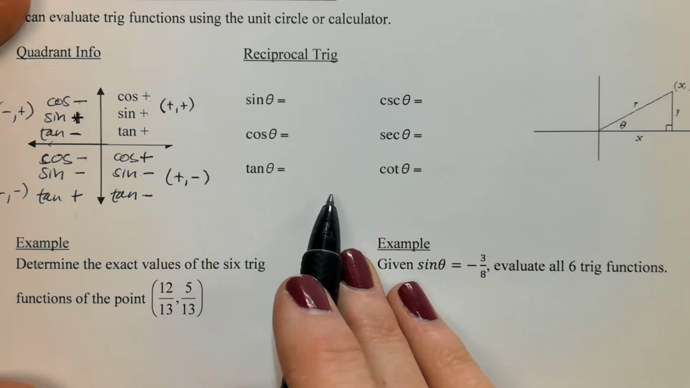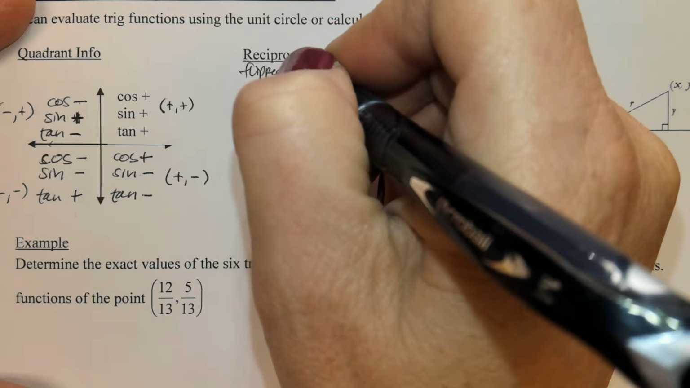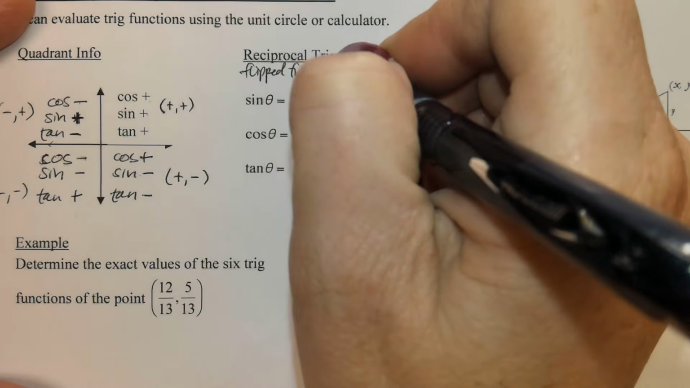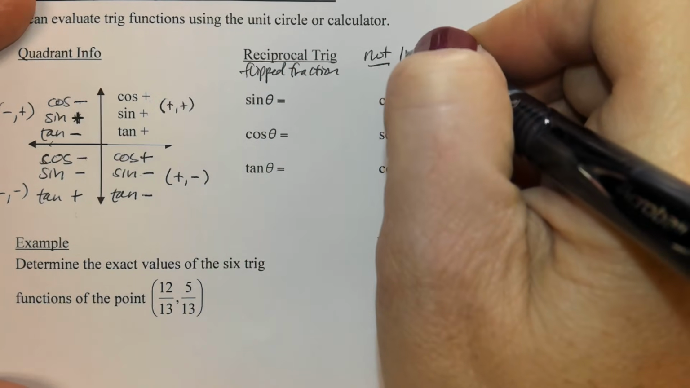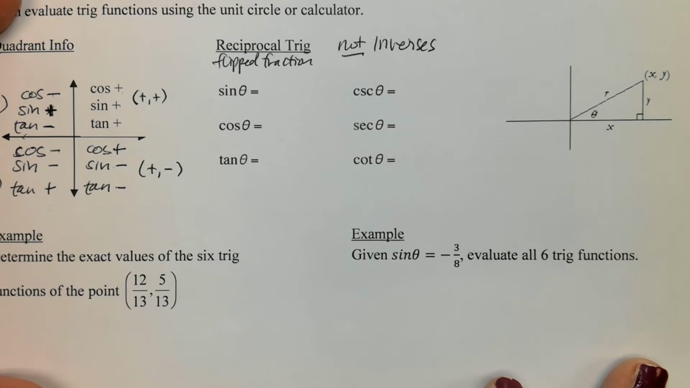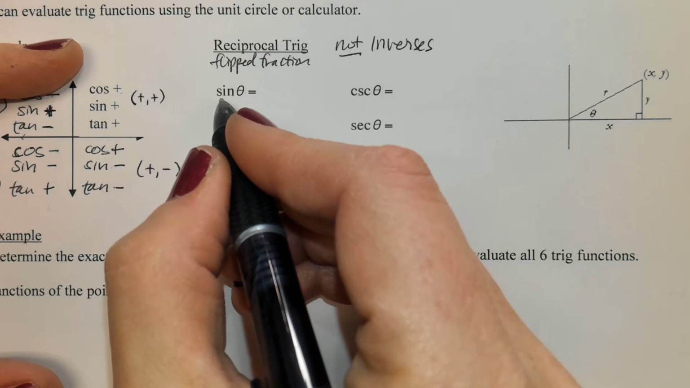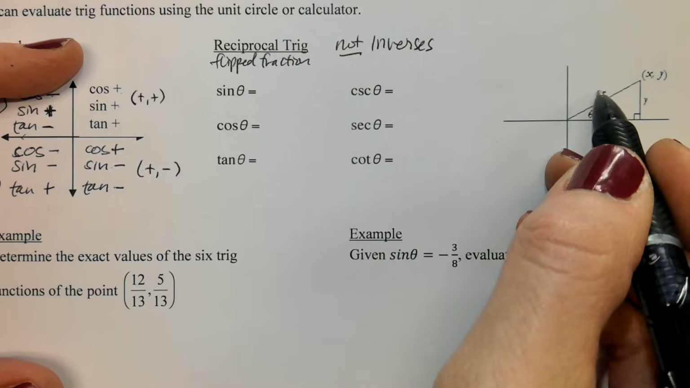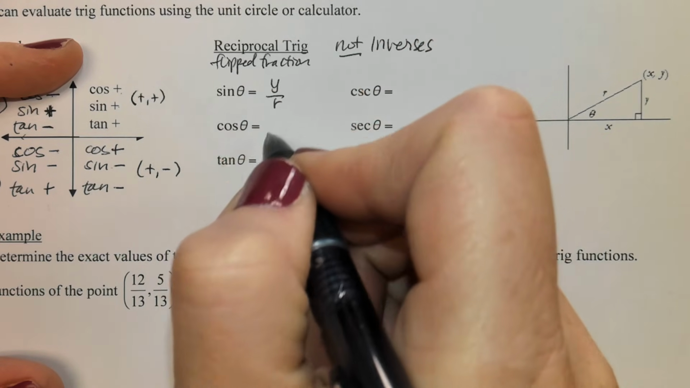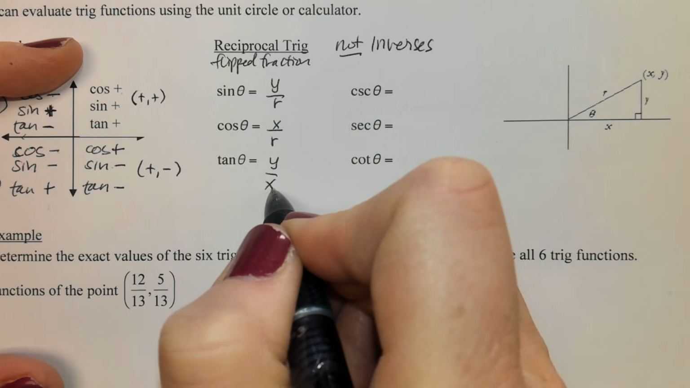Our reciprocal trig functions, remember reciprocal just means a flipped fraction. These are not inverses. We will get to those yet this chapter, but these are not inverses. These are called reciprocal trig functions. So our sine, just to recap, doing our SOHCAHTOA business, so opposite over hypotenuse is y over r. Cosine is adjacent over hypotenuse, and tangent is opposite over adjacent.